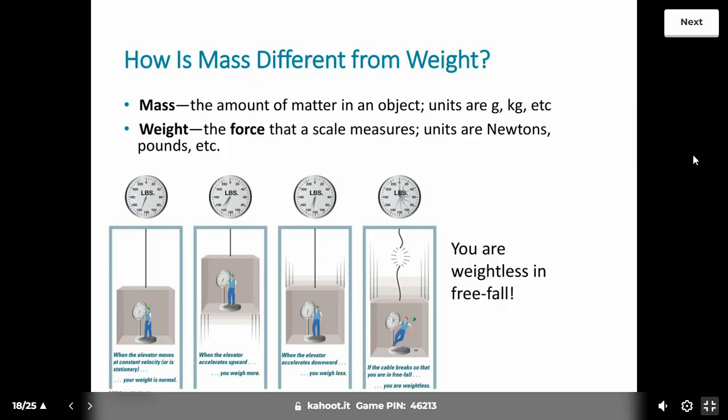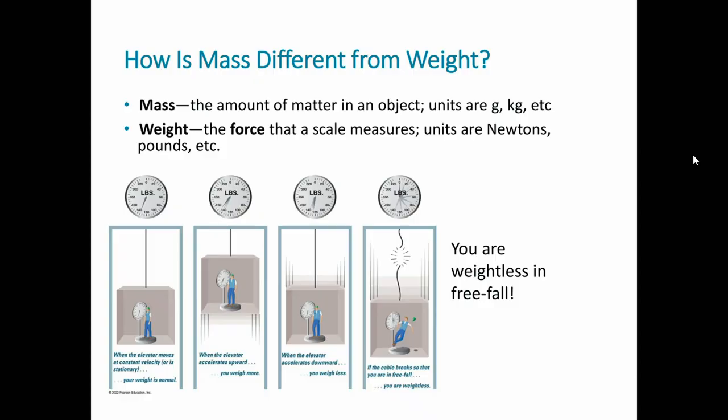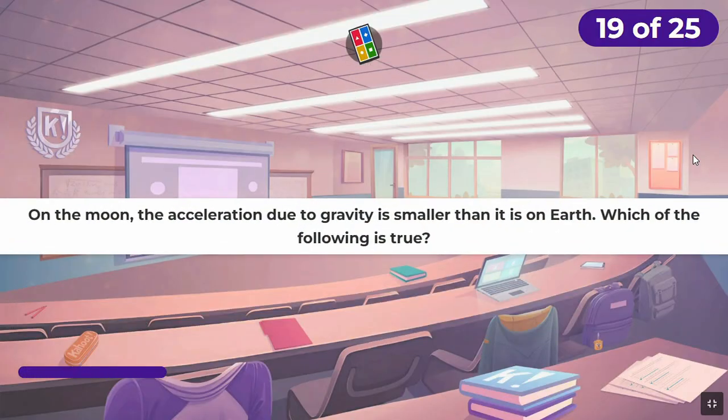So how is mass different from weight? Mass is the amount of matter in an object. You can measure that in grams or kilograms. But weight is a force, and that would have units of newtons or pounds. We'll do some examples of how your weight will change in an elevator. But first, let's answer this conceptual question.